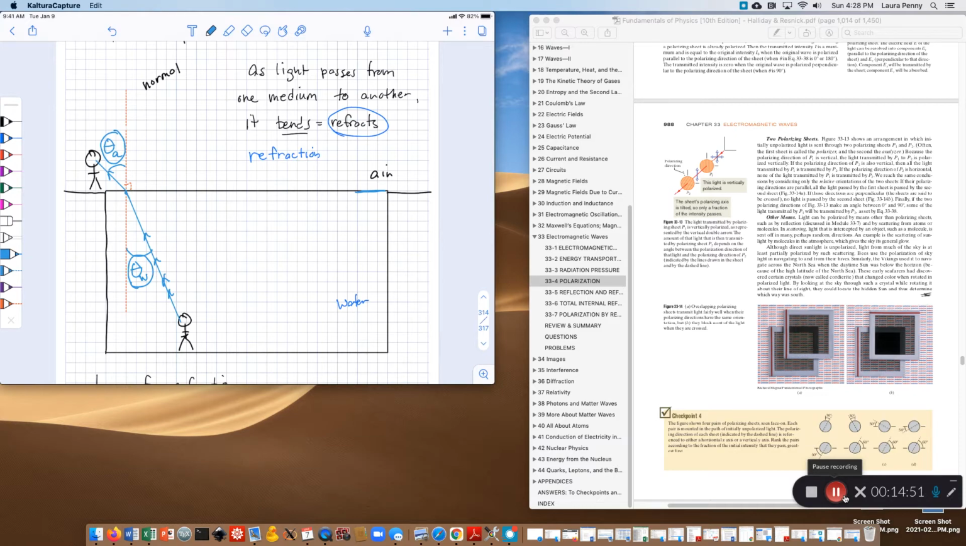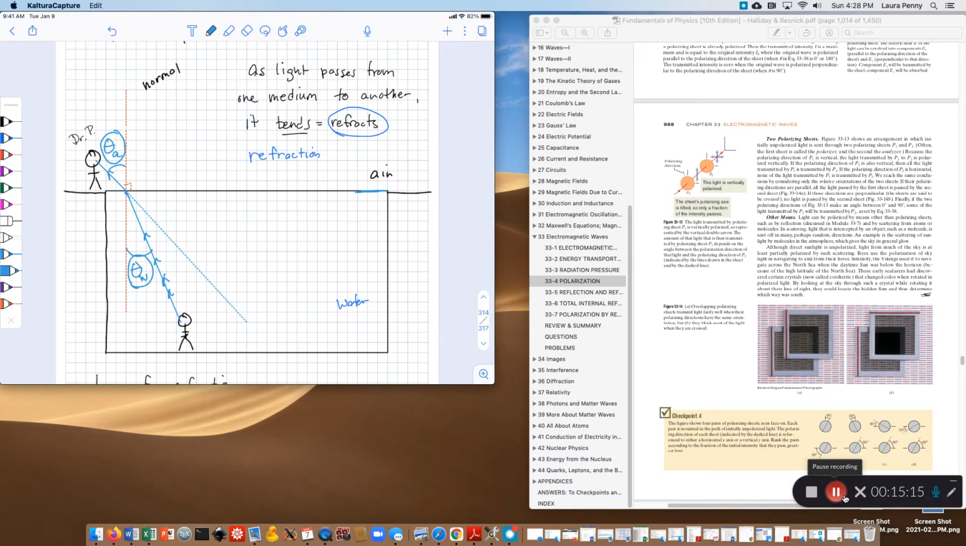Now, the reason why, when I look in the pool, if this is me, this is Dr. Penny right there, if I'm looking at this child and I see the light coming, I don't think the light has gone and bent. I think that the light has gone in a straight line.